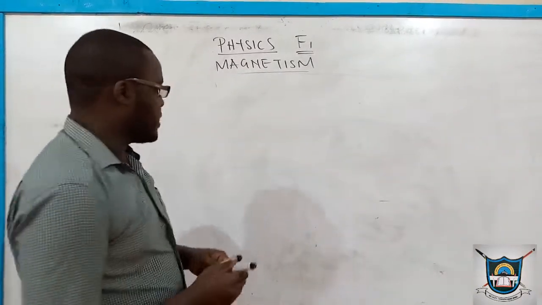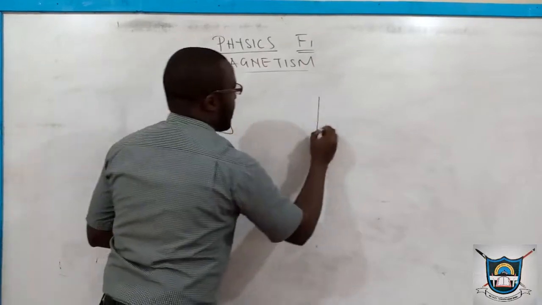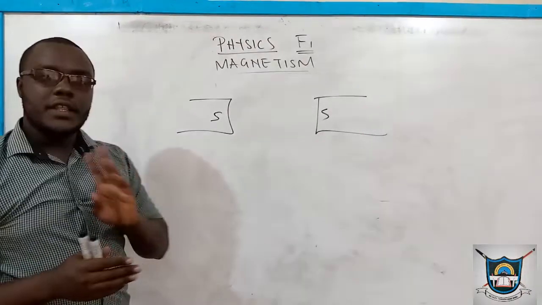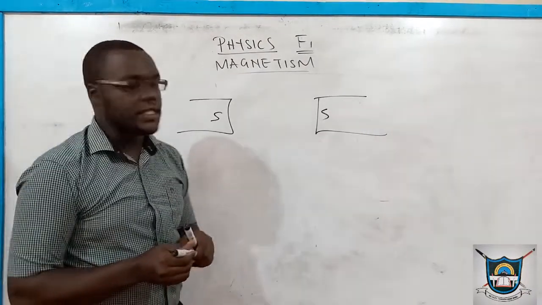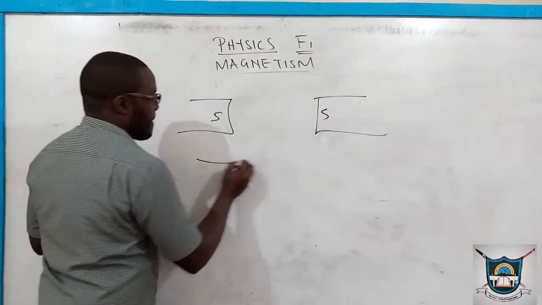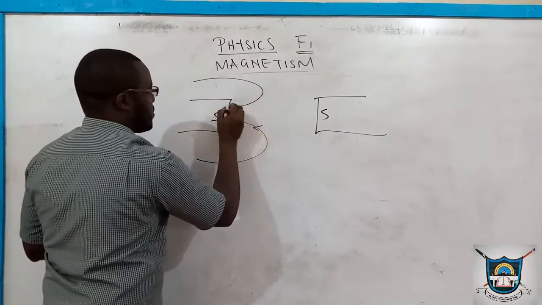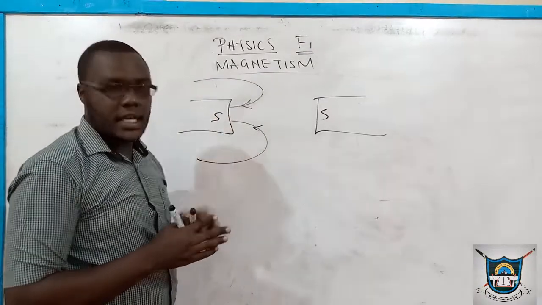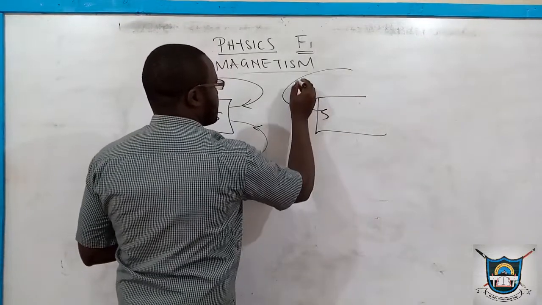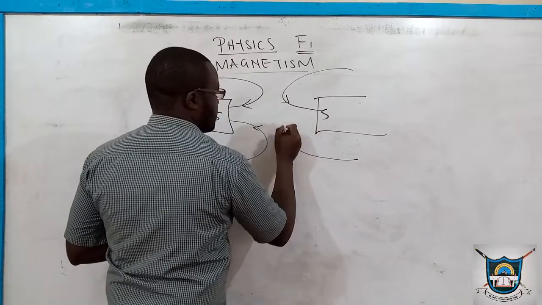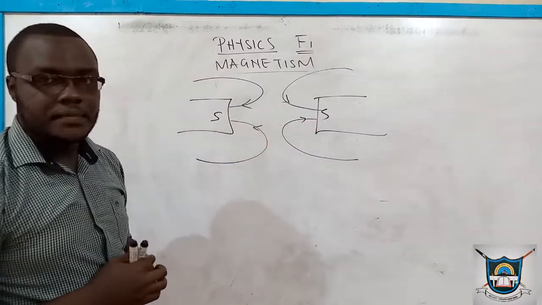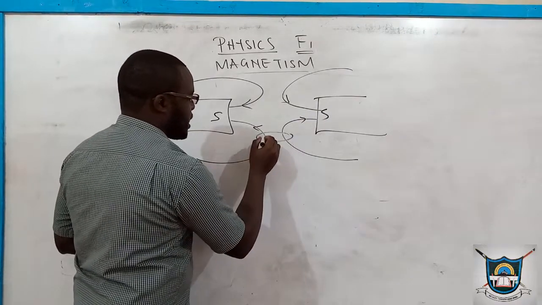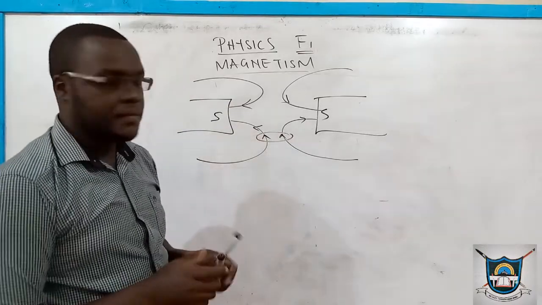What about if I place a south next to a south? The same scenario will happen. I'm using the 4 rules of drawing magnetic field patterns. This time round, the magnetic field patterns are going to come inside the south. Later, we shall look at what happens when 2 magnetic fields are facing the same direction.